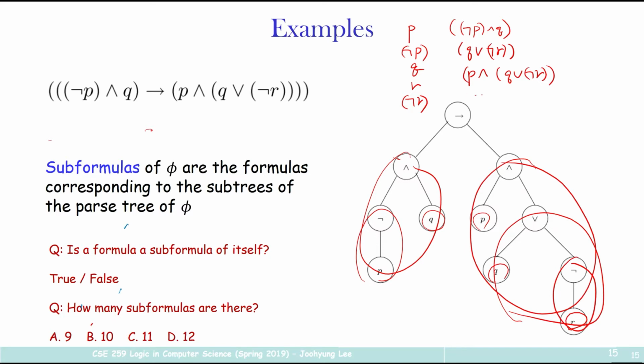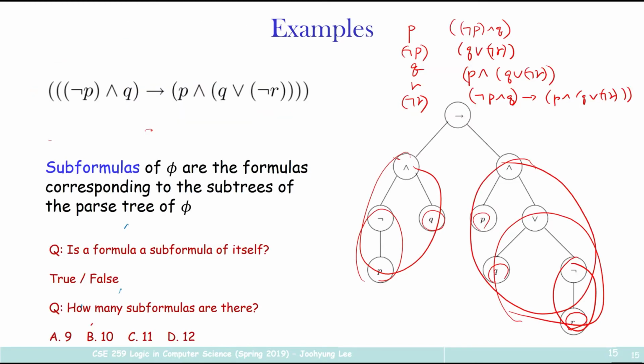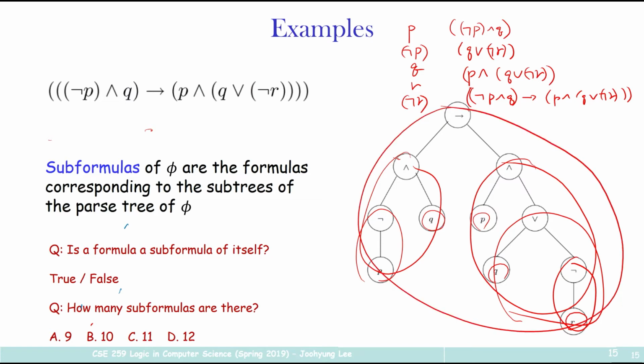The whole thing is also a formula. So how many are there? 9. Some of you probably counted P and Q twice, but I asked you about the formulas, not the occurrences of formulas. So the correct answer is actually 9.